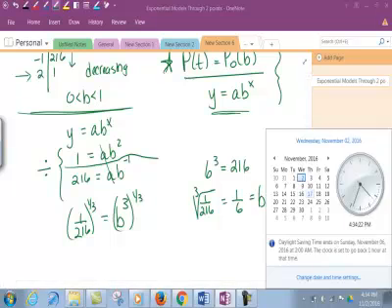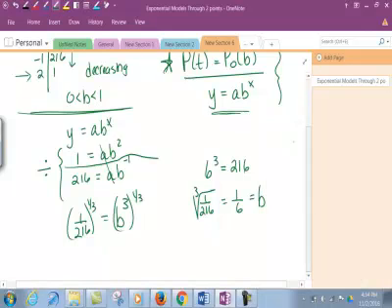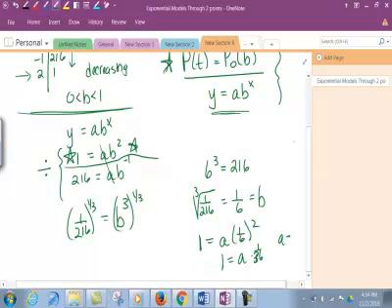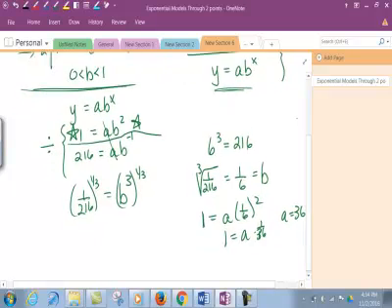Okay, so now that you have the b value, you want to go back and plug that b value into one of the 2 equations and find a. So I'm going to go ahead and plug it into the first equation. That's this one right here. And I'm going to say that 1 is equal to a times 1/6 squared. All right, can everybody see what I did there? Well, 1/6 squared is 1 over 36. And to move a 1 over 36 to the other side, I'm going to multiply both sides by 36. So a turns out to be 36.